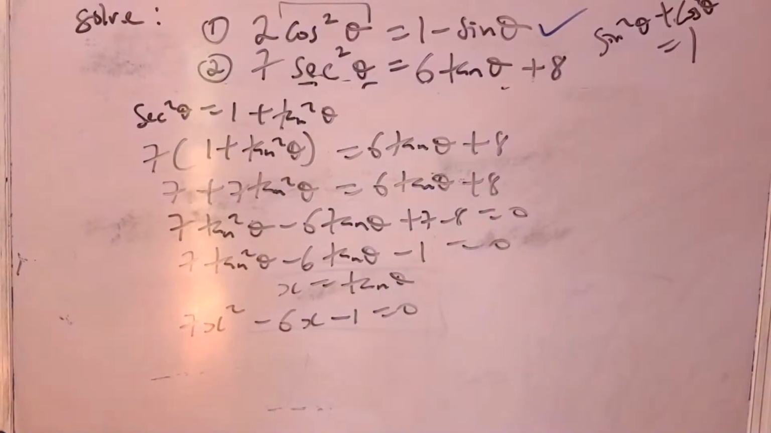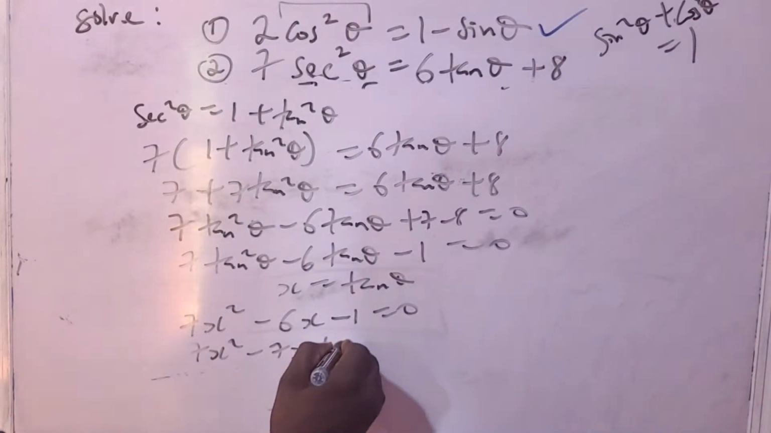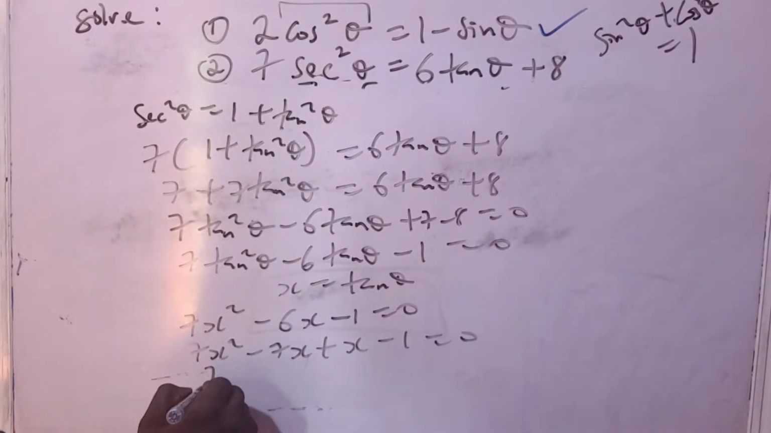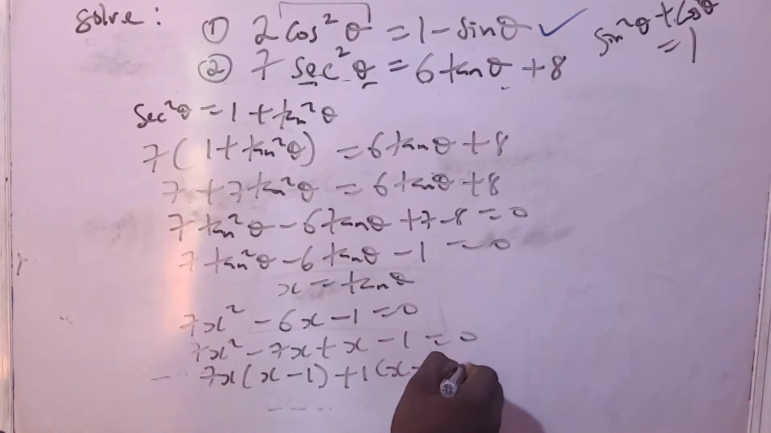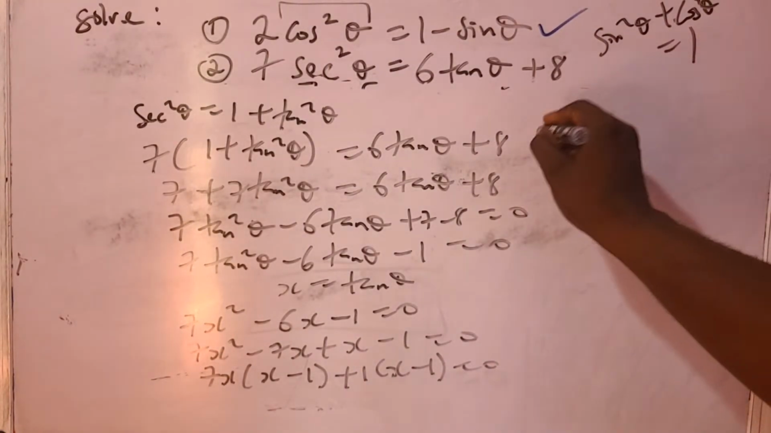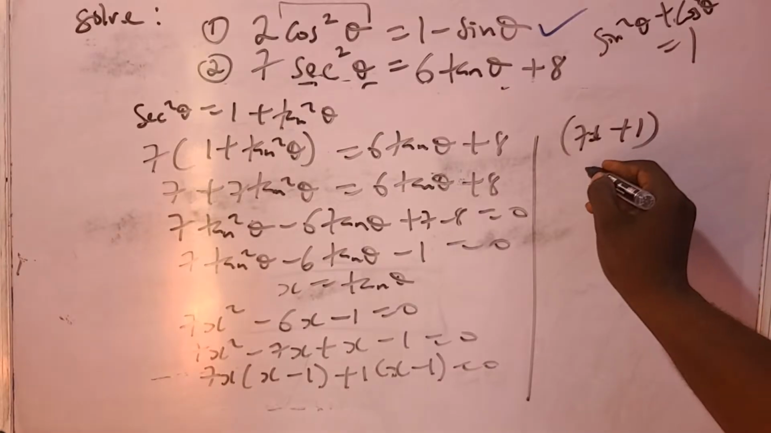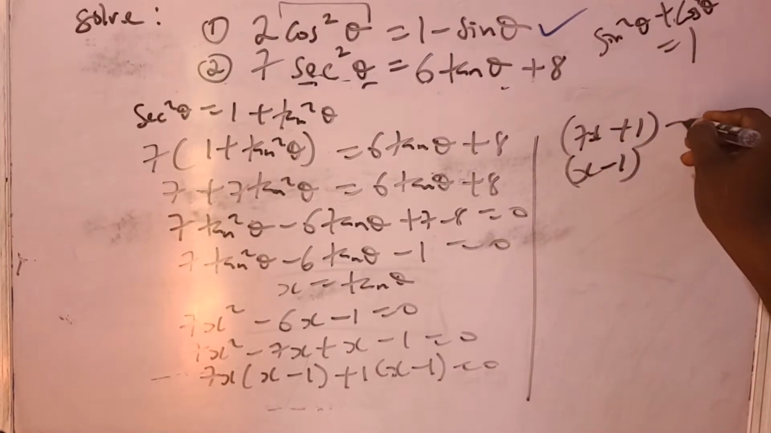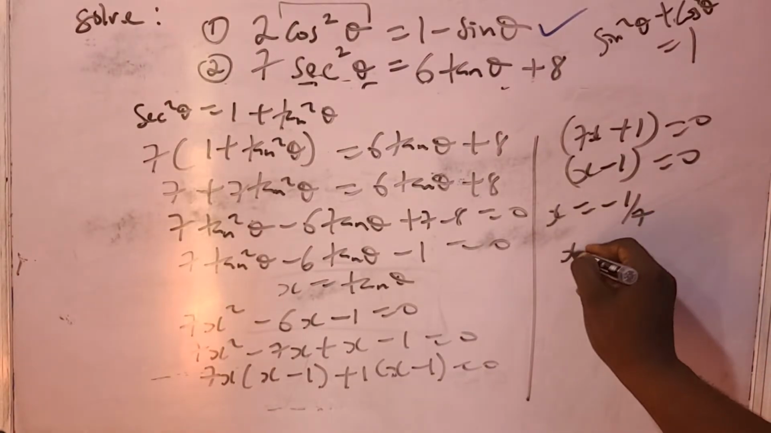If you solve this quadratically, you'll have minus 7x and plus x as the factors. So we have 7x squared minus 7x plus x minus 1 equals 0. We have 7x into x minus 1 plus 1 into x minus 1 equals 0. So you can see we're left with 7x plus 1 and x minus 1 both equal to 0. So we have x equals minus 1 over 7 and x equals 1.